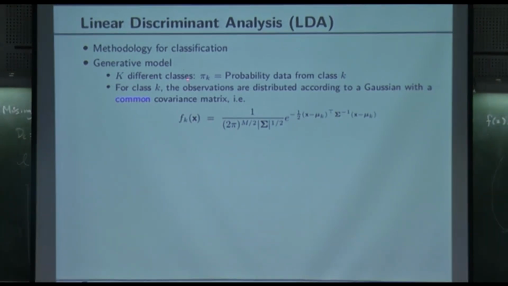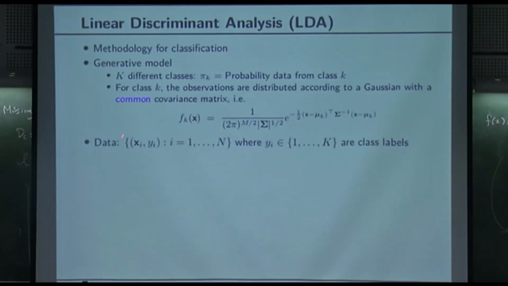Suppose there are k different classes. Pi k is the probability the data comes from class k. For class k, the observations are distributed according to a Gaussian distribution with a common covariance matrix. So if the data point comes from class k, then the distribution of the data is given by x minus mu k. The mean is class dependent, but the covariance matrix is class independent. Okay? So if the covariance matrix is class independent, you get a classification methodology which is called linear discriminant analysis. Okay, we'll see what it means.